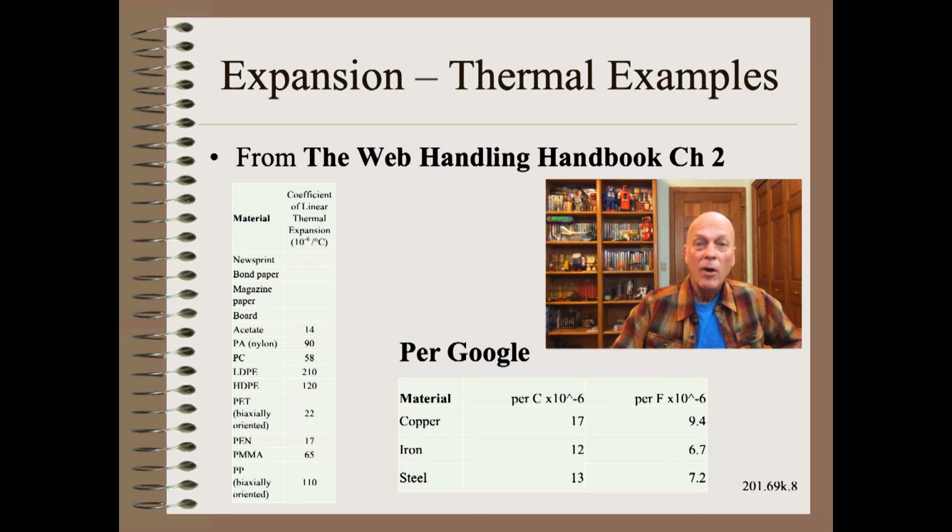From the Web Handling Handbook, we have a table of the thermal expansion rates for common web materials, mostly films. Also, a quick Google search will give you expansion rates for metals, though I should have added aluminum here because many idler rollers are made of aluminum. It is slightly more than steel. Roughly, most metals expand 10 microinches per inch per degree F, or in metric, 20 microstrain per degree C.